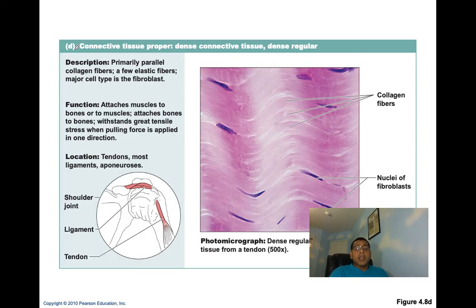So where do we find this type of tissue? In tendons, ligaments, and also in our aponeuroses.